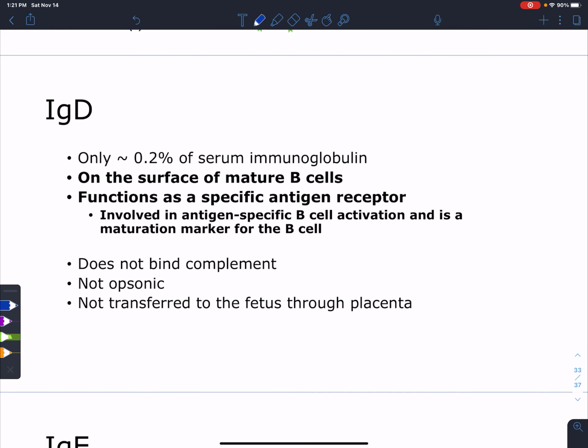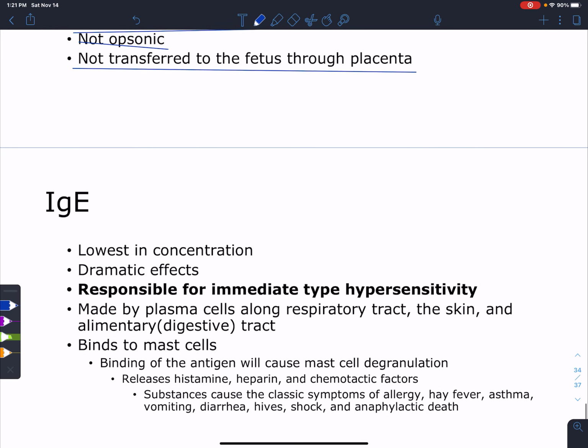IgD, we have a very small amount of this. It's on the surface of mature B cells. It does function as a specific antigen receptor. We don't know tons about IgD, and we're learning more. But it doesn't bind complement. It's not opsonic. It's not an opsonin, and it's not transferred to the fetus through the placenta. So we still have a lot to learn.